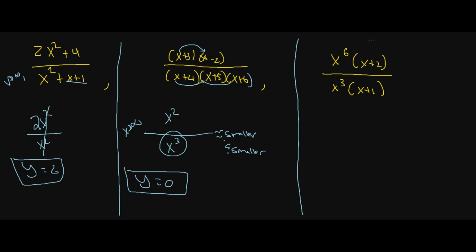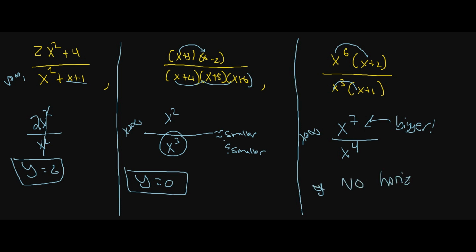Now let's look at this one. Well, we have x to the 6th times x, so that's x to the 7th divided by, well, x to the 3rd times x, so we get x to the 4th. Again, ignoring the plus 2 and plus 1, because if I plug in 30 billion, these are insignificant. Now, as x goes to infinity, what's going to get bigger, the top or the bottom? Well, the top is going to get bigger and bigger and bigger. So it's going to keep increasing. So there's no horizontal asymptote.